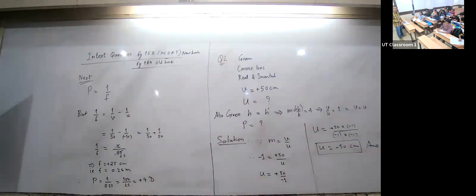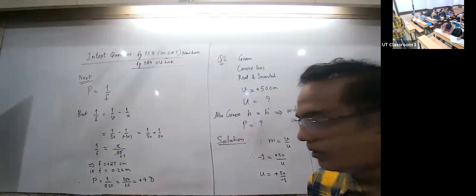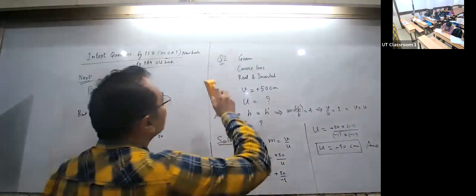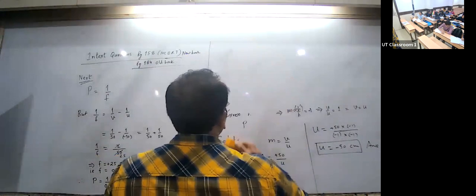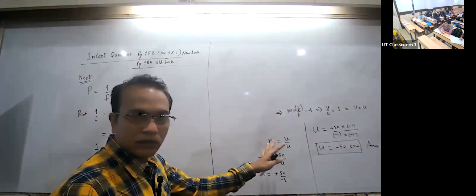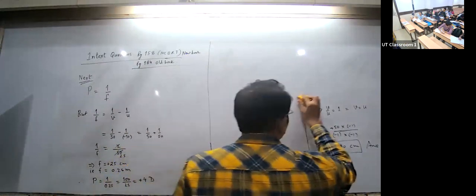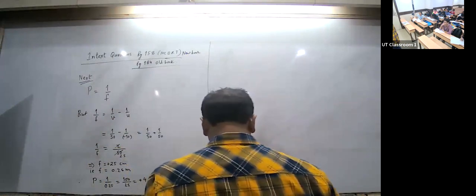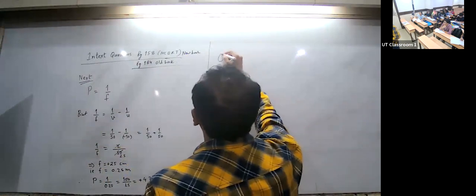So anybody has any question in this? Next question, find the power of convex lens of focal length 2 meter. Chalo, who will do it? I want somebody to come here and do it. Shall I erase it? Yeah, come. So this is the third question.